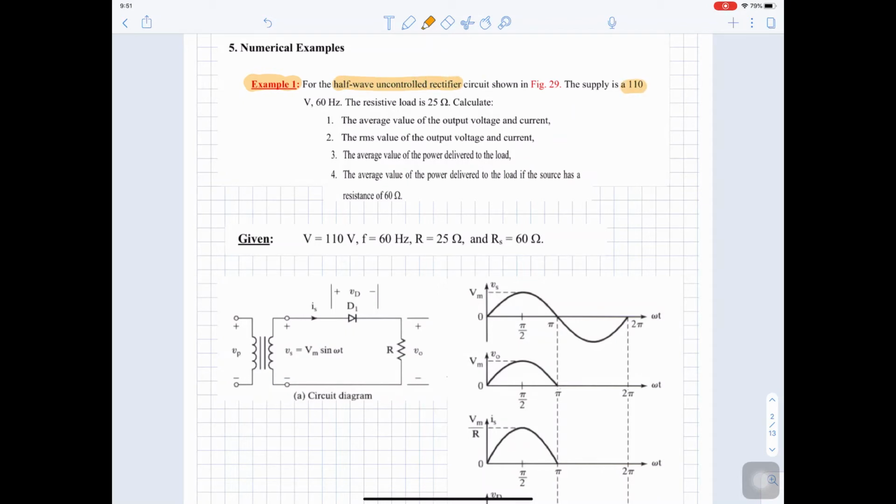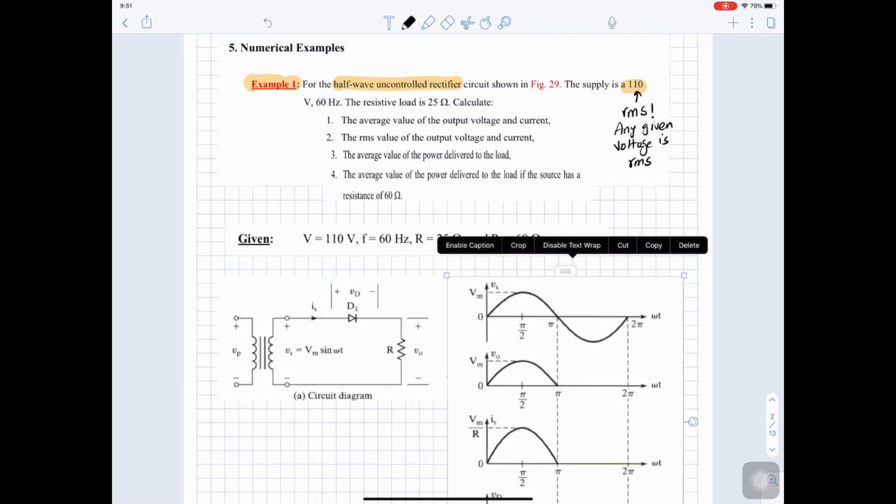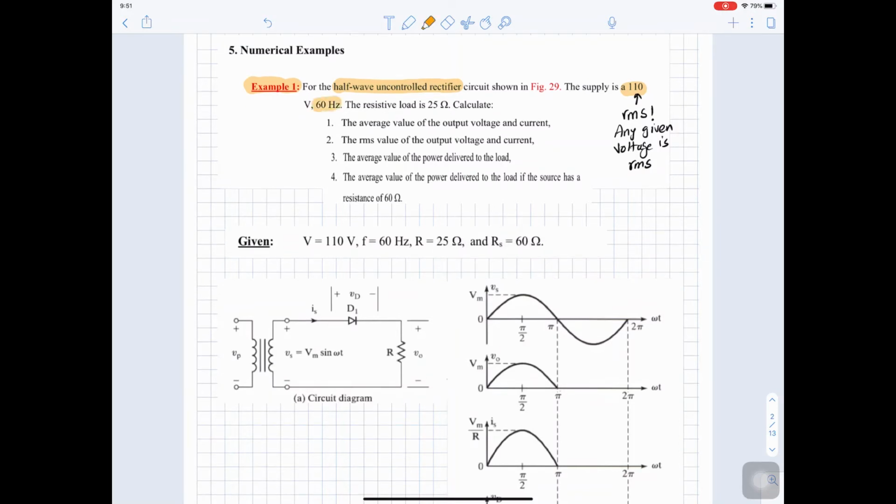The supply is 110. So this 110 is RMS for sure. Any given voltage is RMS. We need to calculate the average voltage and output current. Given here that the frequency is 60 Hertz, which means that T, or the cycle, is 1/60 seconds. So this is our cycle time, which is equivalent to 2 pi radian.